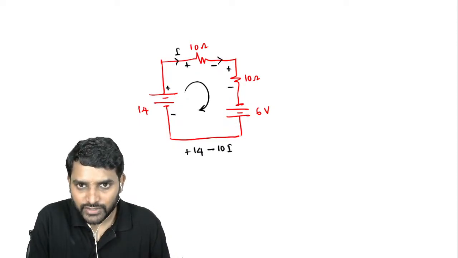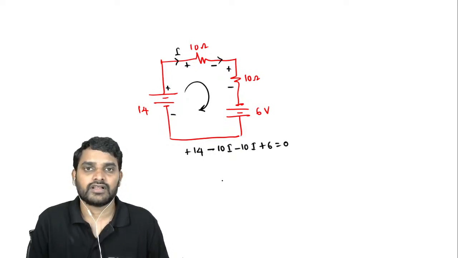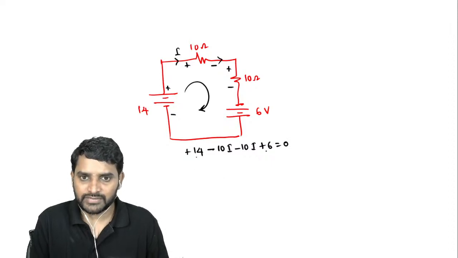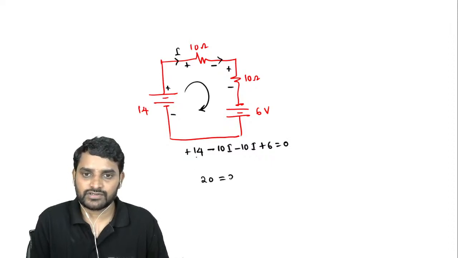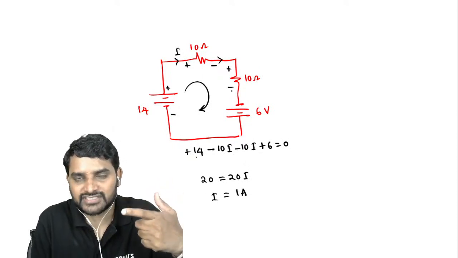Whatever the current which is flowing through this 10, this same current will flow. So minus 10I plus 6 is equal to 0. Alright. So it will be 14 plus 6, 20. 20 is equal to 20I. So I is equal to 1 ampere. So the current flowing through 10 ohm resistor is going to be 1 ampere.